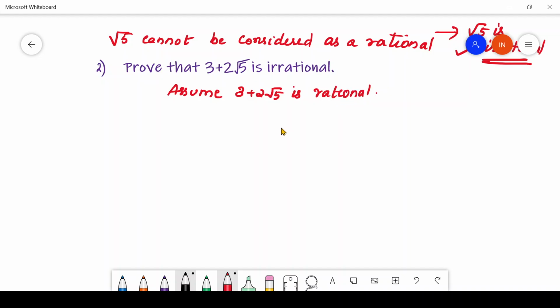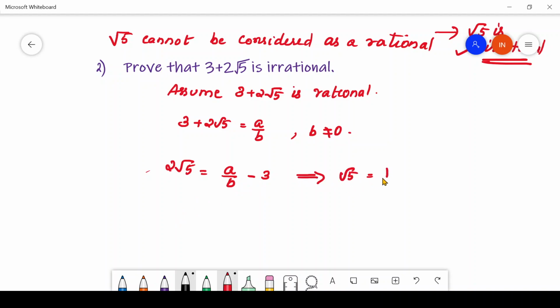Therefore, we can find two integers a and b where b is not equal to 0. That means I am taking 3 plus 2 root 5 equal to a by b where b is not equal to 0. Okay, this is the format of a rational number, a by b or p by q. We usually use p by q, right? Okay, so from this I'm writing 2 root 5. I'm taking this 3 to the other side. That means 2 root 5 is equal to a by b minus 3, right? Then again, what will root 5 be from this? Root 5 is equal to, can we write, half of a by b minus 3?